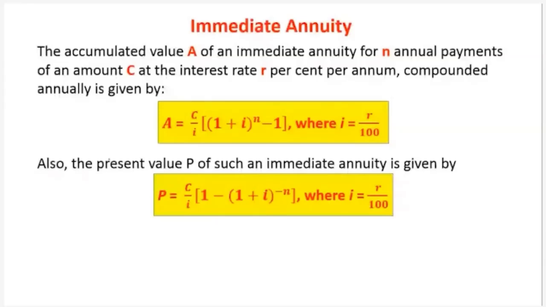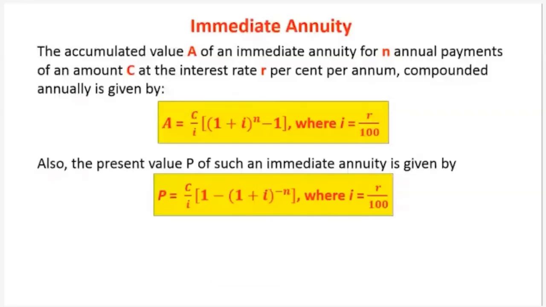In case of A, the accumulated value, that is future value. A is nothing else but future value. In case of future value, the power is N, a positive value. Yes, Mehul, good evening. And in case of present value, it is minus N. Okay. So that is the A and P formula.